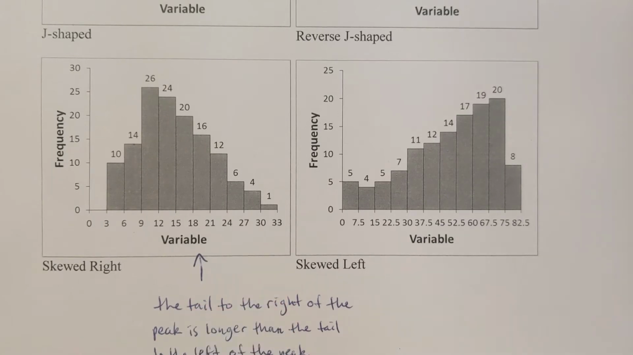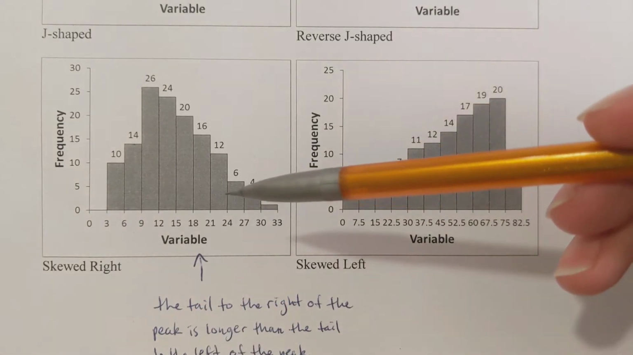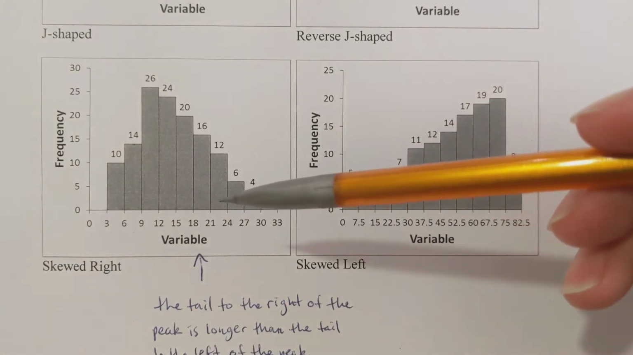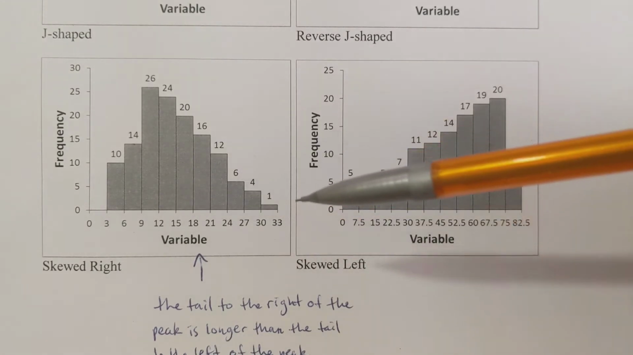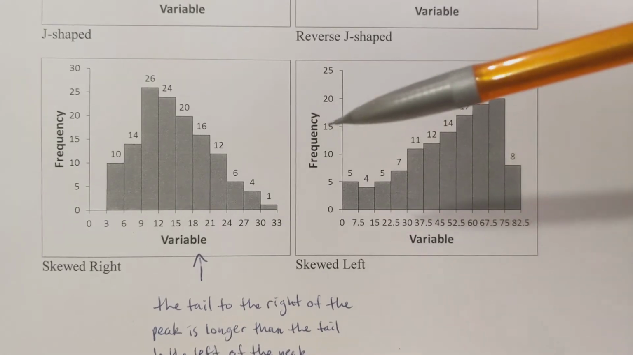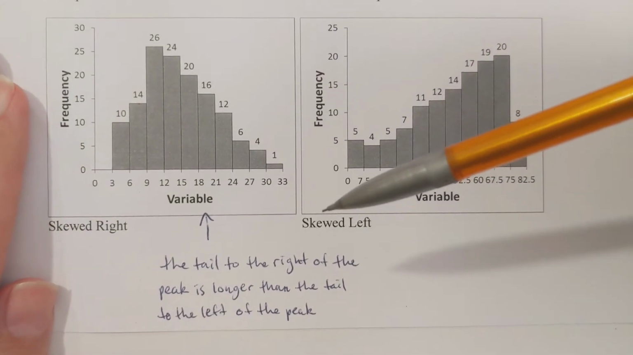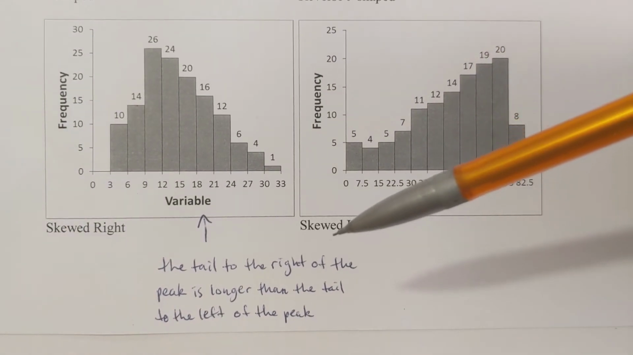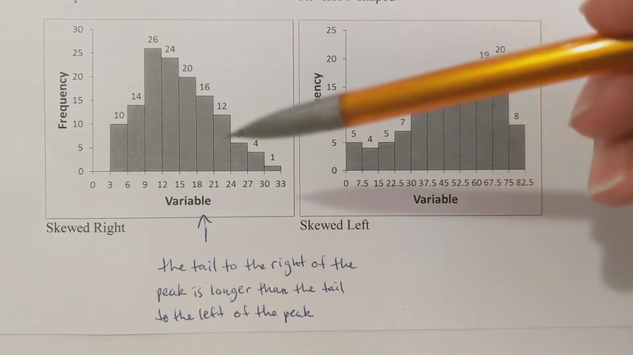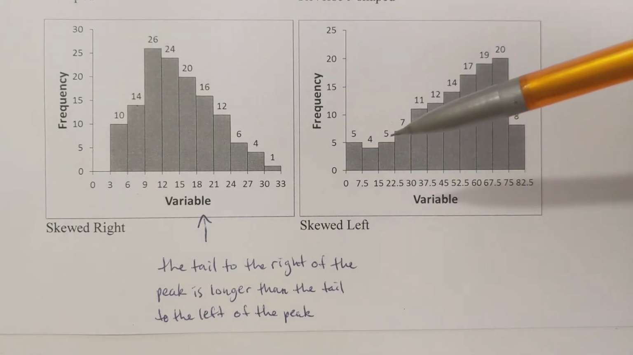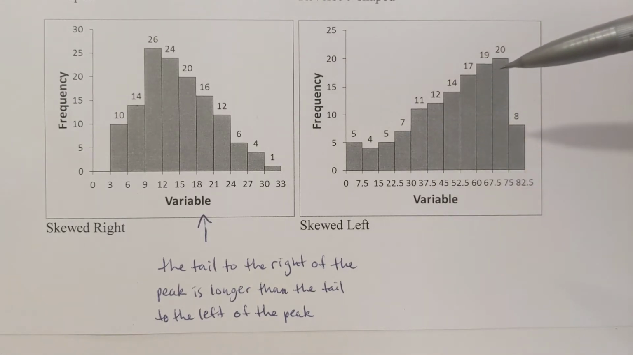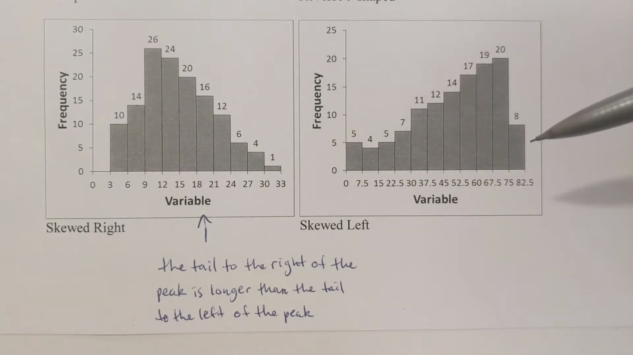Skewed to the right would be if the bump in the graph is more towards the left side than in the center. Then you call it skewed to the left. Okay, skewed to the right means that the tail to the right of the peak is longer than the tail to the left of the peak. Okay, skewed to the left means that the tail to the left of the peak is longer than the tail to the right of the peak. Okay.